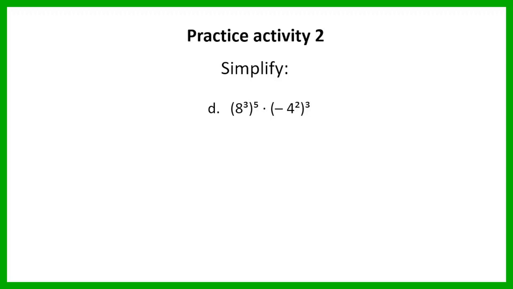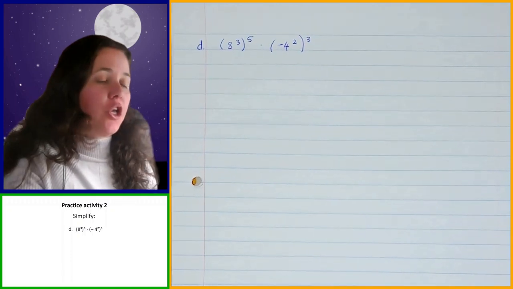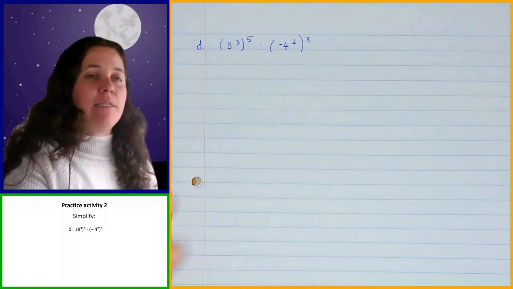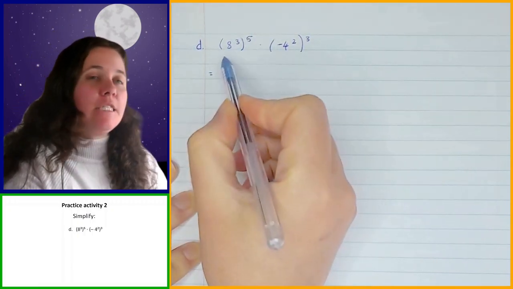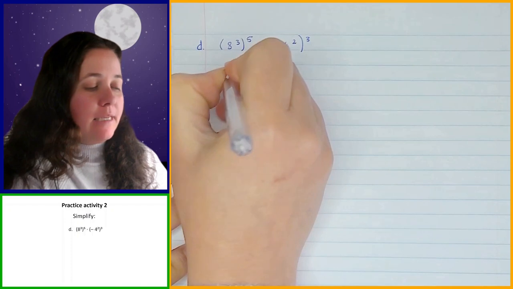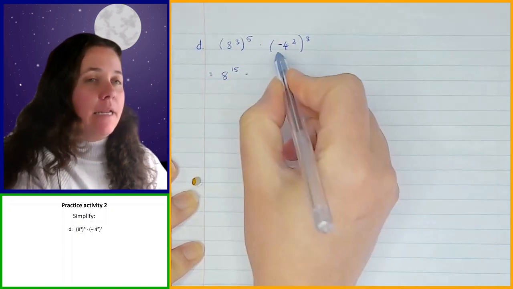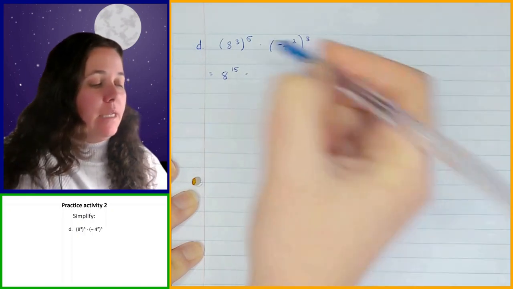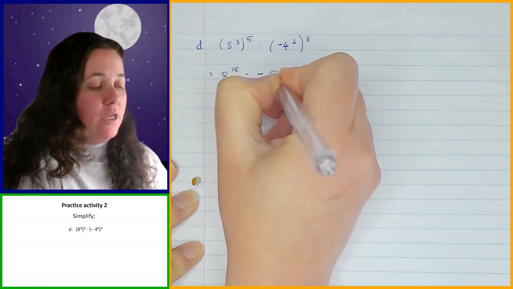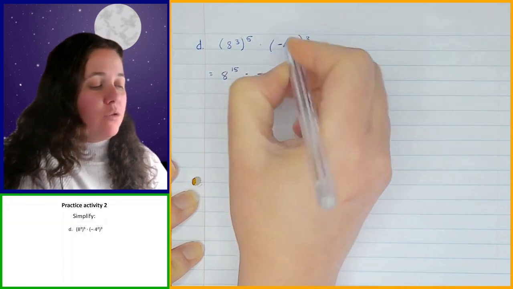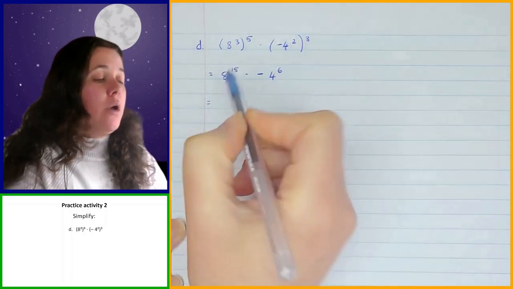Okay, let's go through that example. So in this one, we had 8 cubed to the power of 5 times negative 4 squared cubed. Okay, so first of all, the 8 cubed to the power of 5, that gives me 8 to the power of 3 times 5 is 15, times negative 4 squared to the power of 3. It stays negative because that's an odd exponent, so it's negative 4 to the power of 2 times 3 is 6.